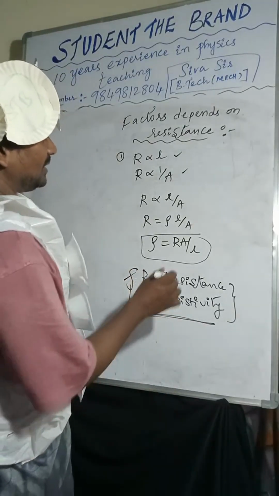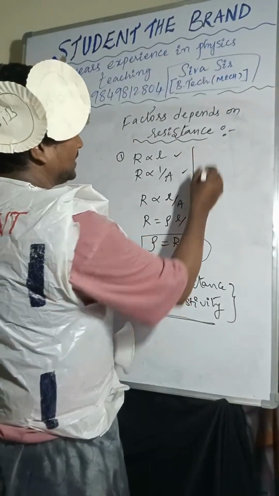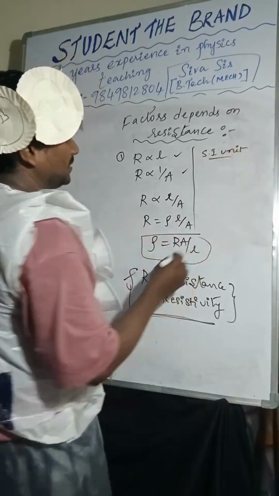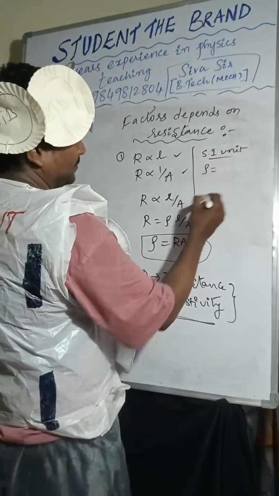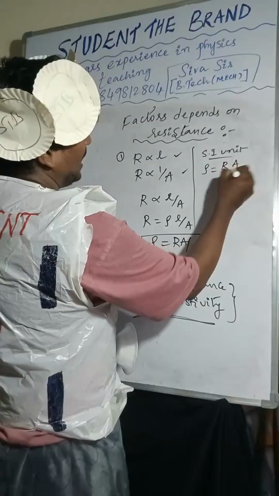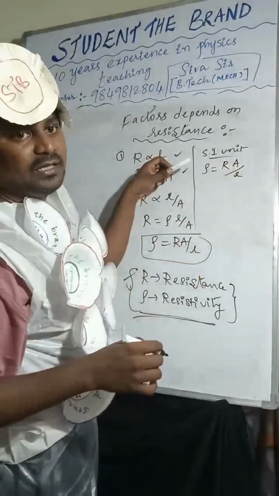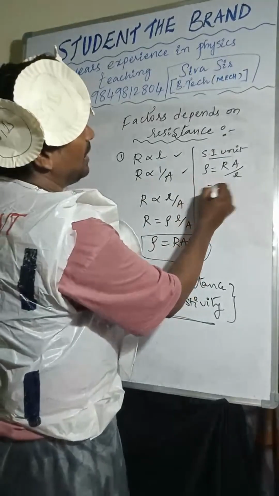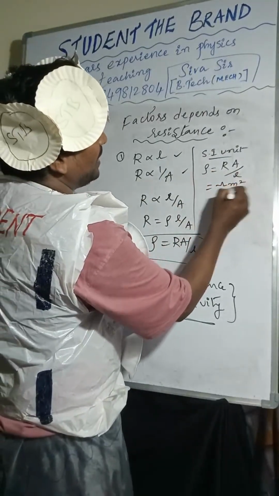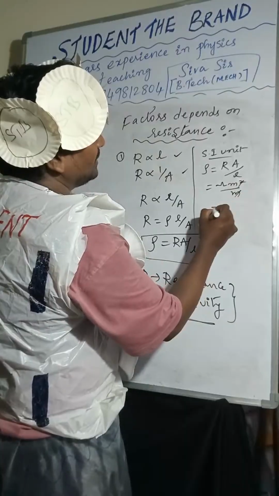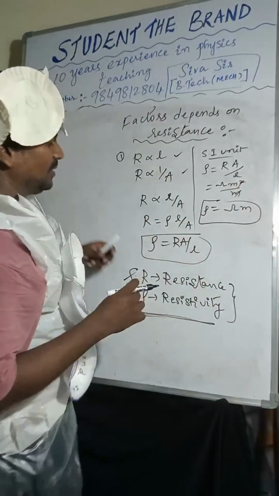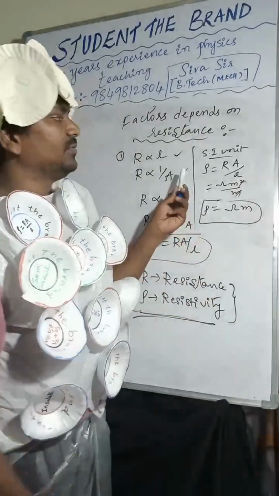Now we need to find the SI unit of resistivity. So rho equal to RA by L. They will ask this question for 2 marks. So now you can check: ohm meter square by meter. The meter gets cancelled, then ohm meter. So resistivity equals ohm meter. This question is very important.